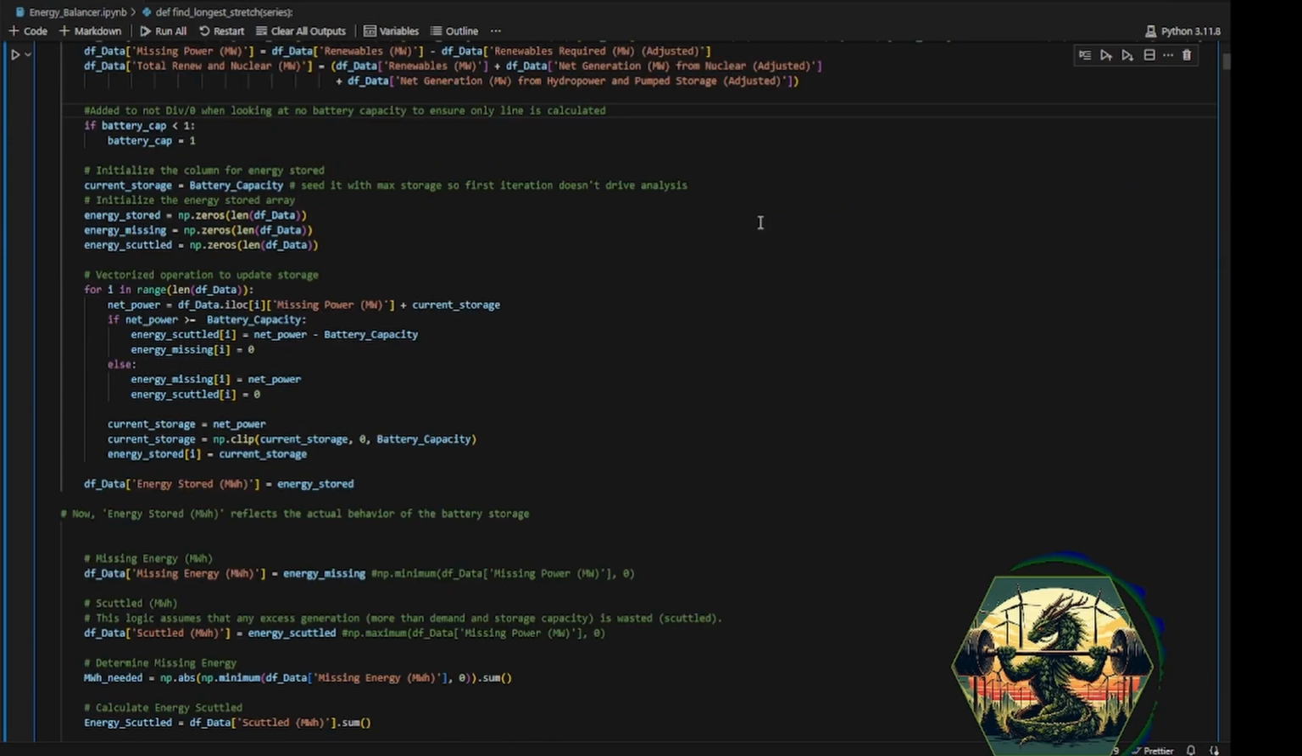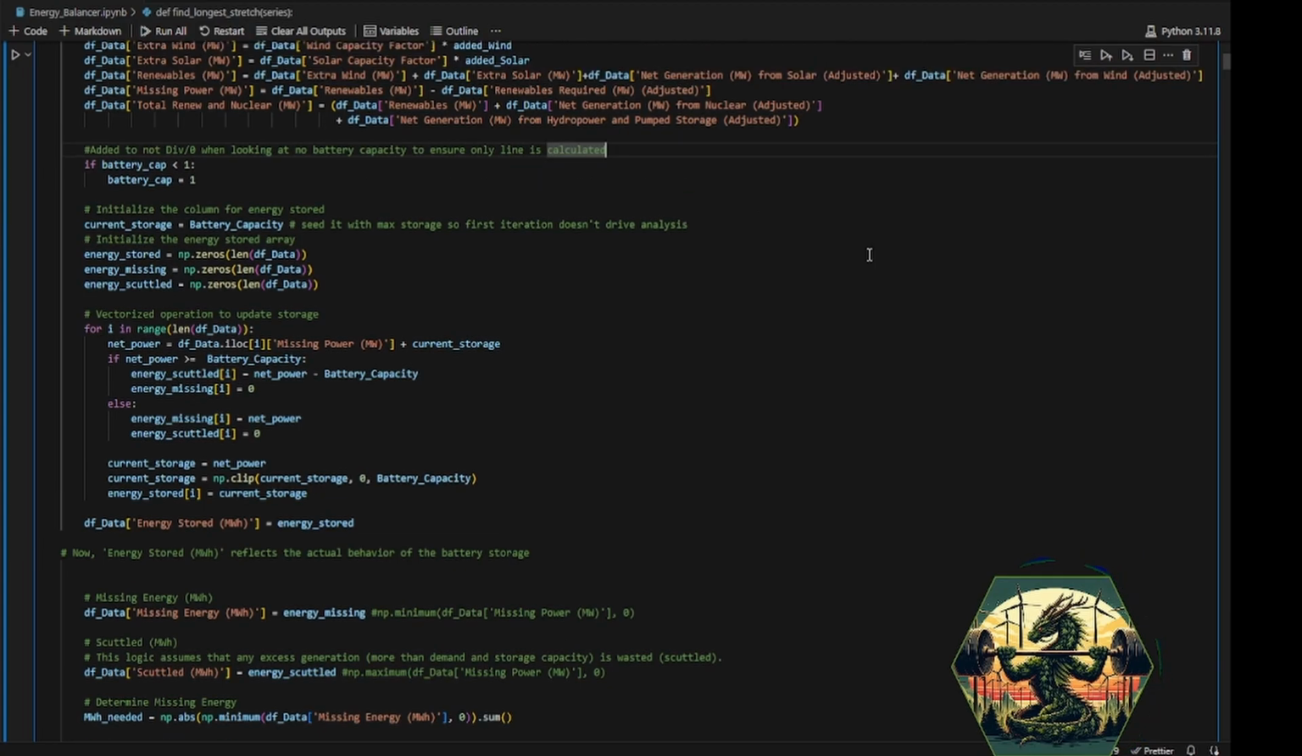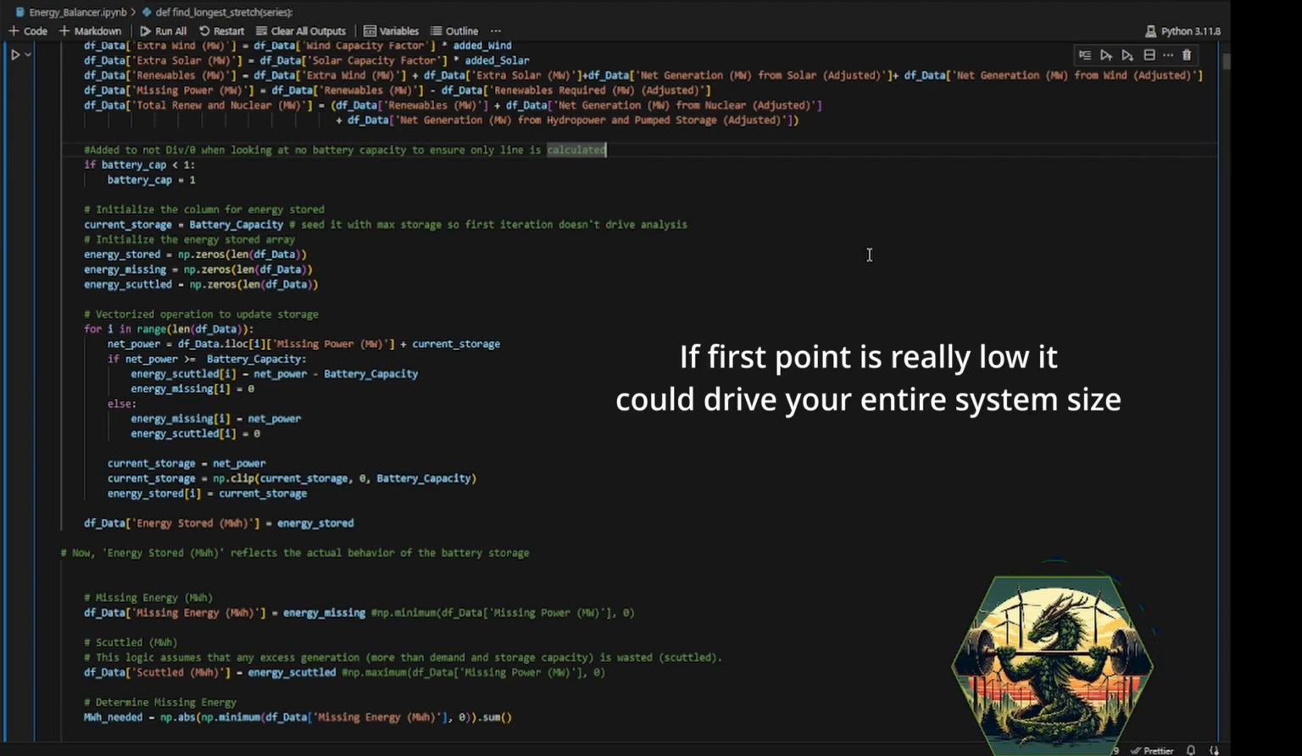Then we come down here where I have different variables. So progressing through, I had to make a function for the storage of the system. I'm just saying that the current storage, we're going to start at battery capacity so that the first increment in our analysis doesn't drive the total renewable cost because you won't have any battery demand to pull off of.